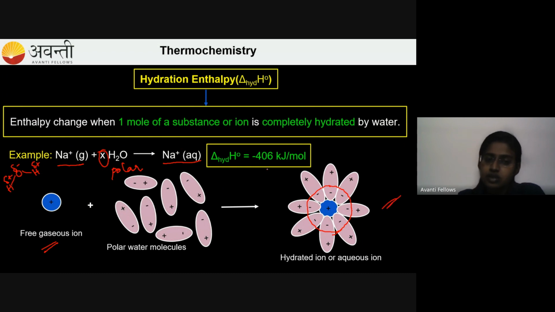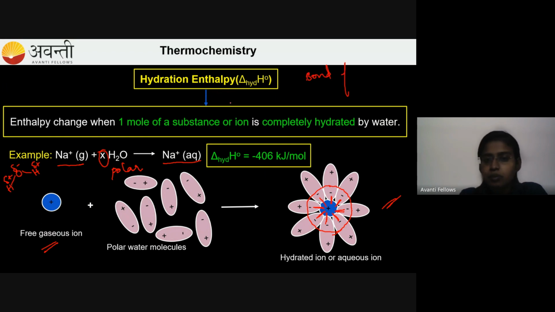It is the aqueous sodium, or it is called hydrated sodium ion, or aqueous sodium ion. So here you see there is a formation of bond between the gaseous cation and the anion of this water molecule. So bond formation is occurring.